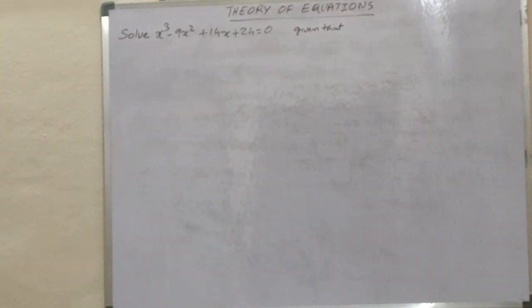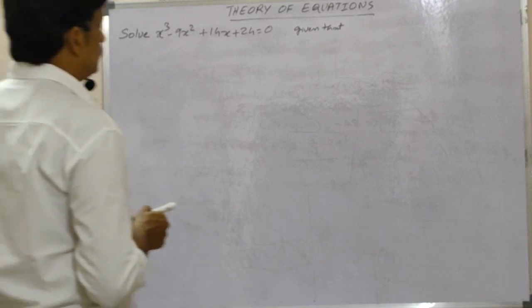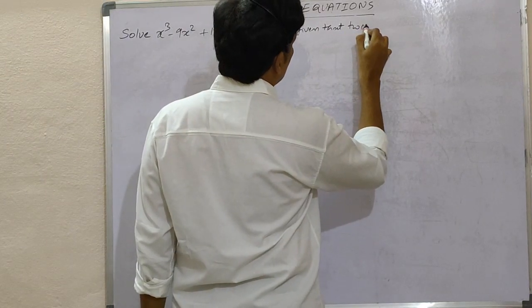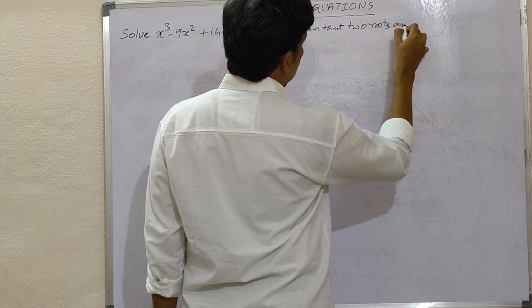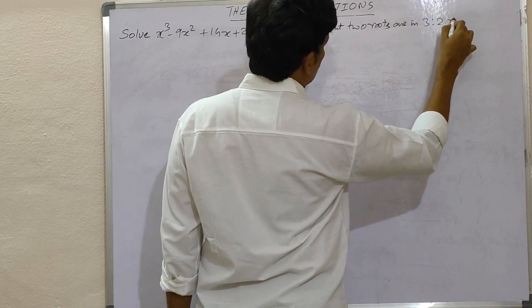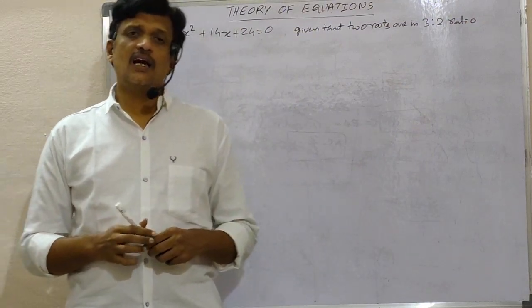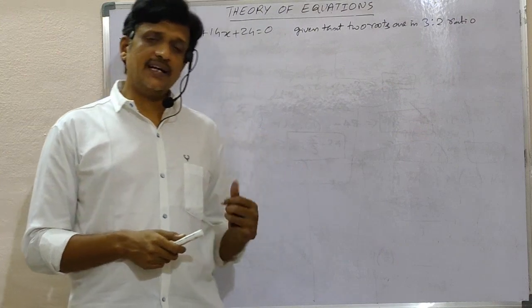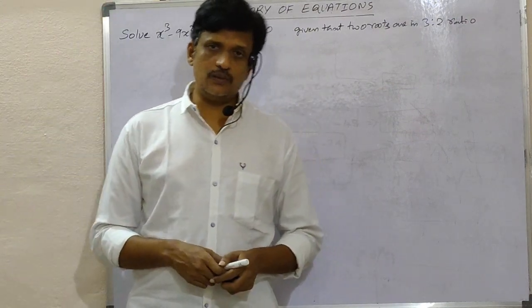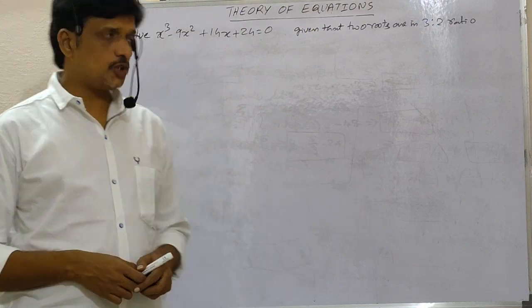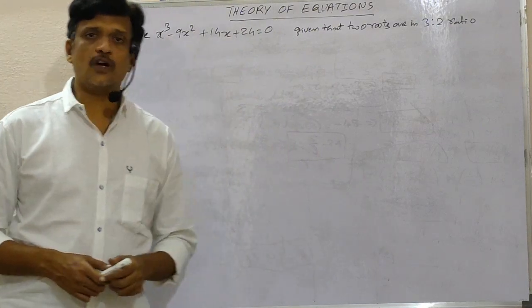Solve the cubic equation x cube minus 9x square plus 14x plus 24 is equal to 0, given that 2 of the roots are in the ratio 3:2. Two roots of the given cubic polynomial are equal in the previous problem, but here they are in the ratio 3:2. Okay, two roots are in the ratio 3:2. Then find the roots of the given cubic polynomial.